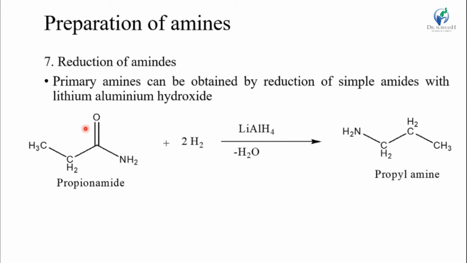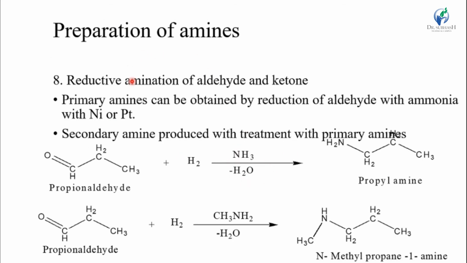Here the water is removed and here H2 is attached, and OH2 is again removed with the O, so one water molecule is removed. Then the eighth one is reductive amination of aldehydes and ketones. So a primary amine can be obtained by the reduction of an aldehyde with ammonia in the presence of reductive agents, and a secondary amine is produced with the treatment of primary amines. So here first we make these primary amines.